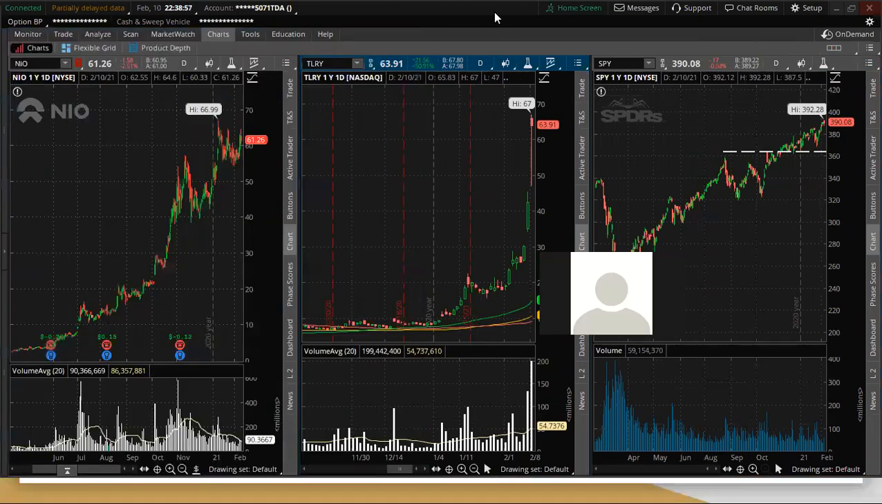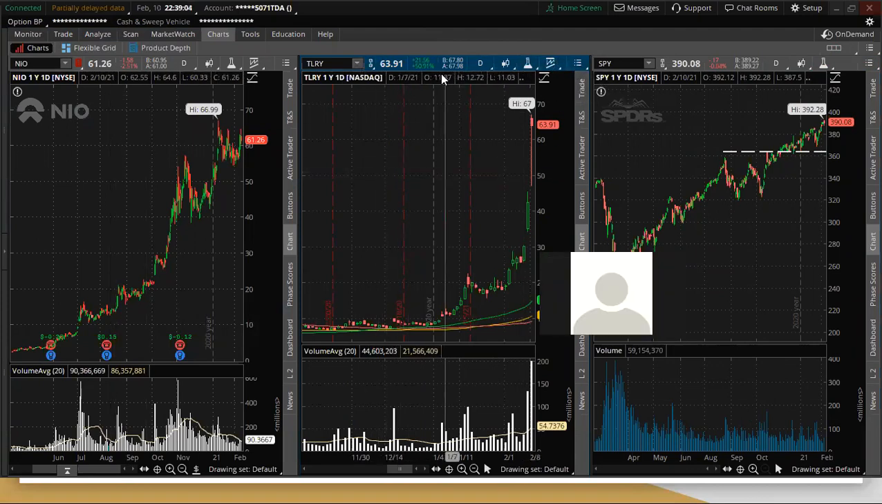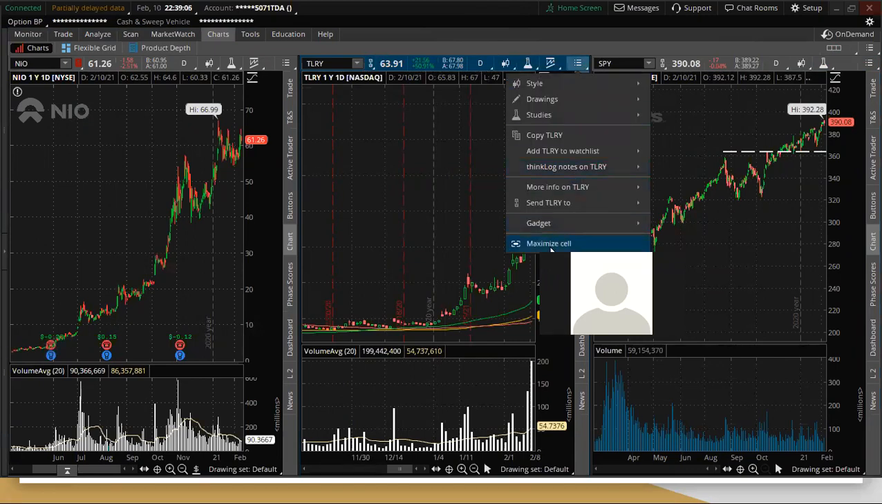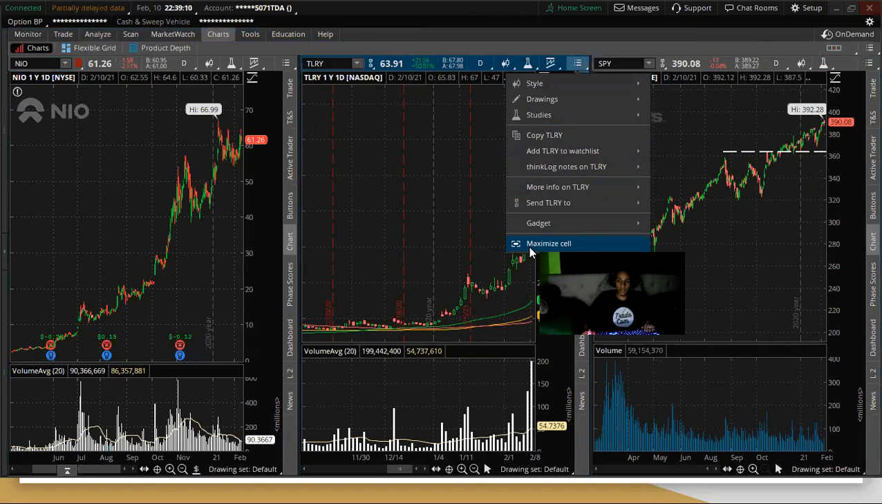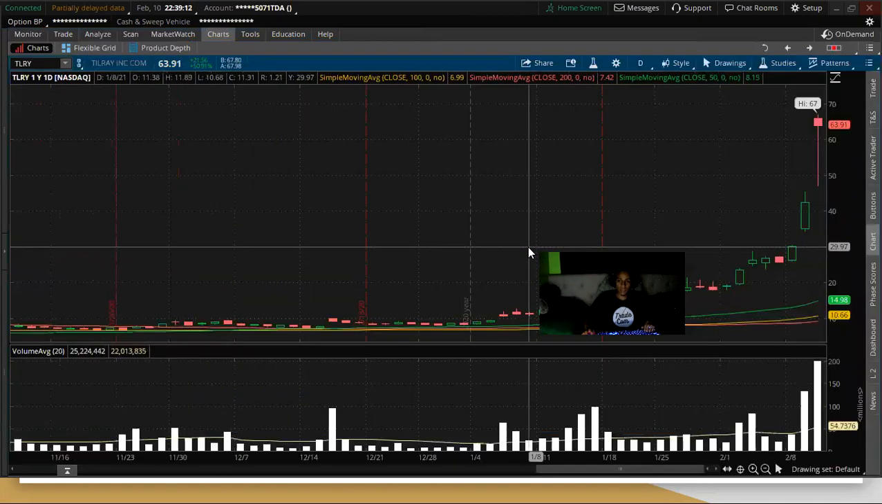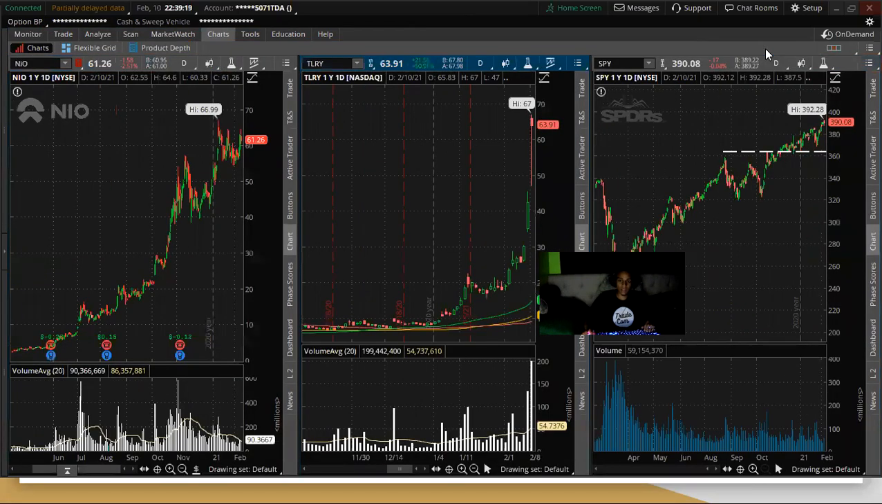How do you exit it and get back to the regular view, showing all 3? Okay, so when you want to zoom in, you're going to click on maximize cell in this little drop down menu at the top right. Now if you want to exit, there's going to be the same thing in the top right saying minimize cell. You're going to click on that, and you get back to 3.